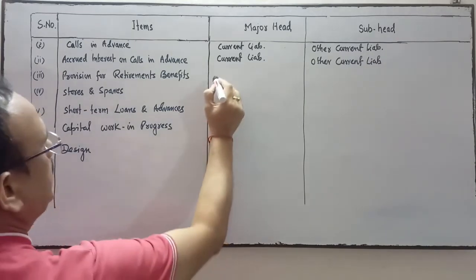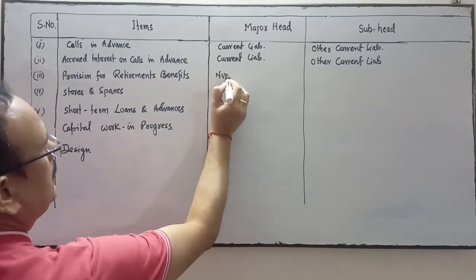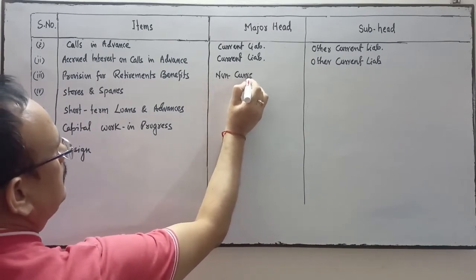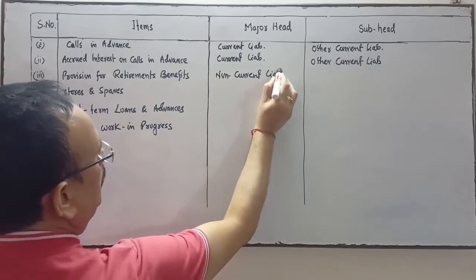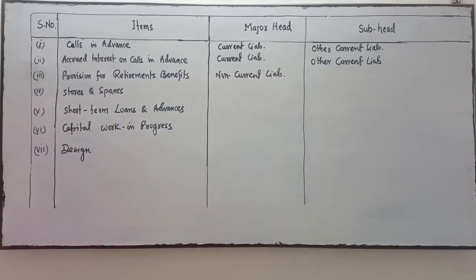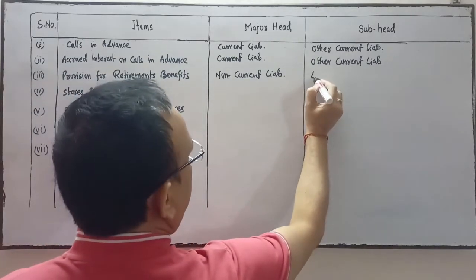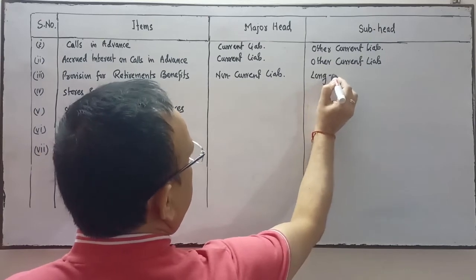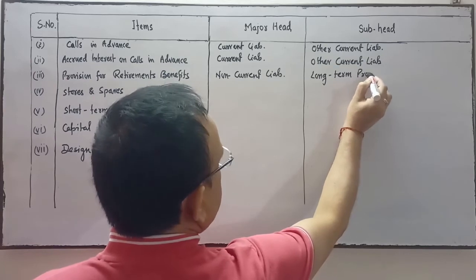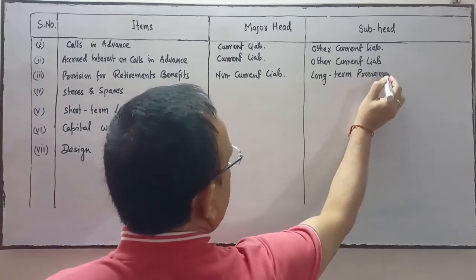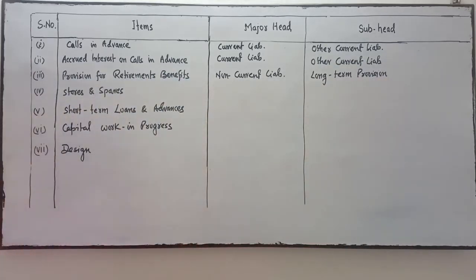Next one is provision for retirement benefits. It is a non-current liability. It comes under non-current liabilities, and the subheading is long-term provisions. For instance, provision for gratuity, provision for provident fund, provision for EL encashment.